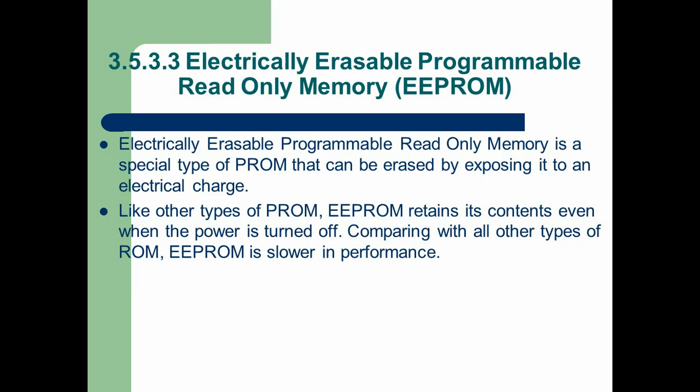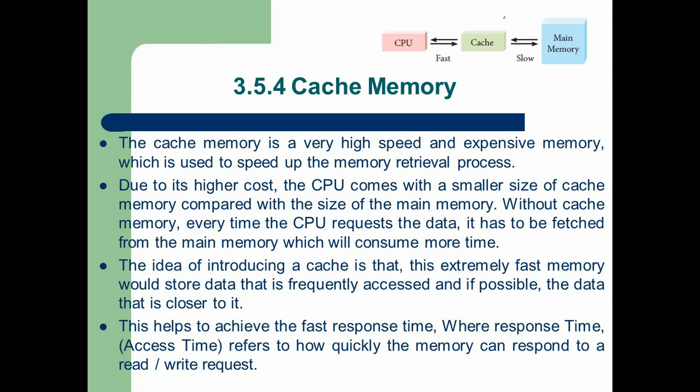So this is the simple abstract of the topic. Now we go for the next memory called cache memory. Of course, it is one of the high speed and expensive memories which is used to speed up the memory retrieval process.